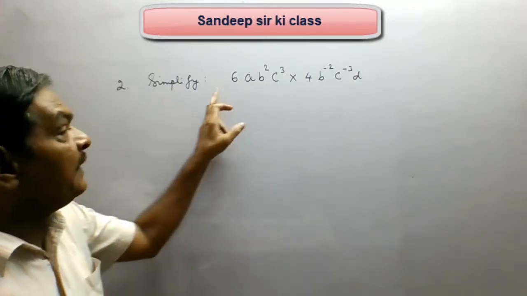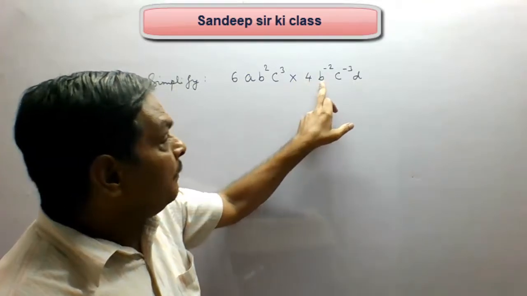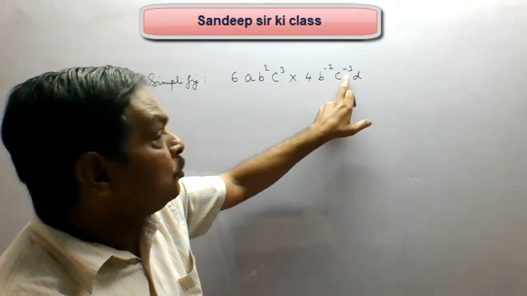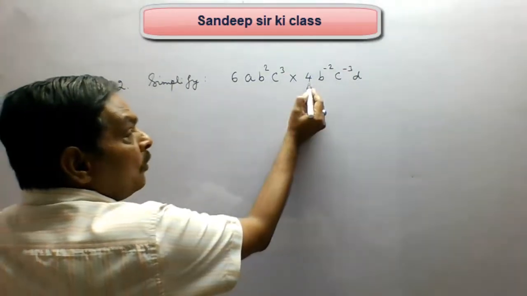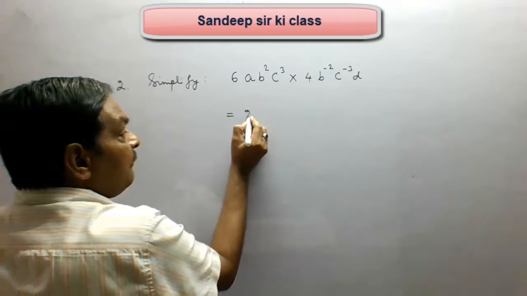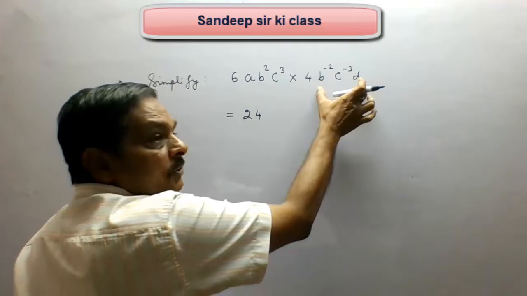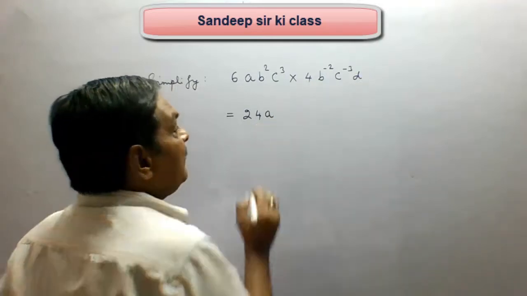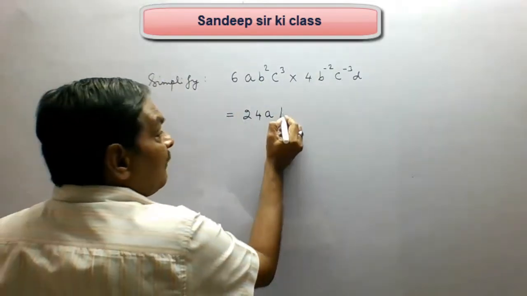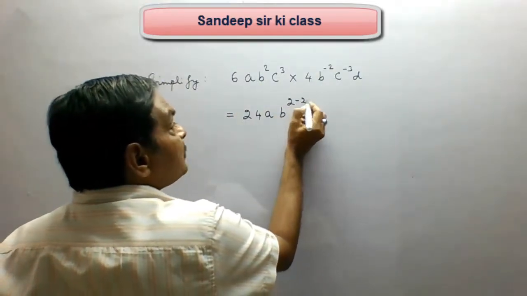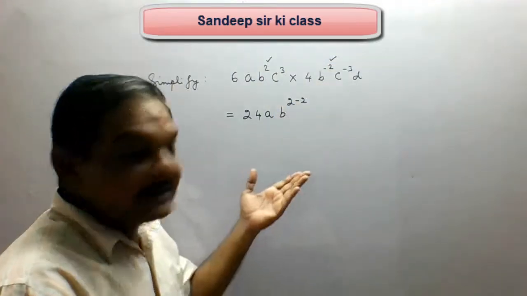Example 2 is simplify 6ab square c cube into 4 b to the power minus 2 c to the power minus 3 and into d. Now 6 and 4 when multiplied give us 24. a is there in the first expression, it is not in the second, so a will be written like this. Now powers of b will be added, so the power of b will become 2 minus 2. Both powers are added, base is b.